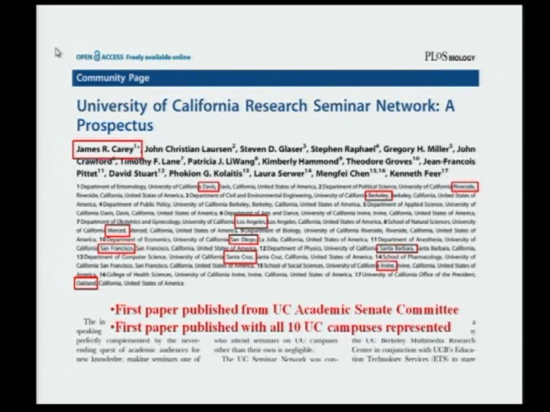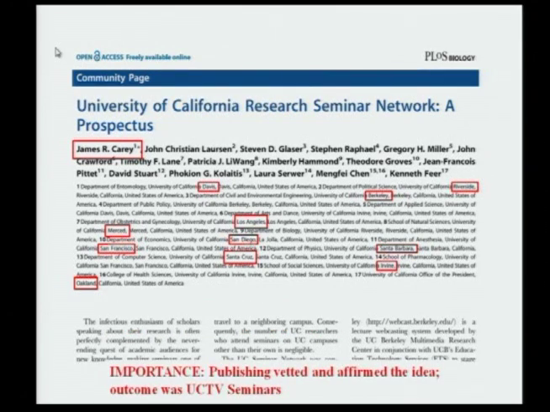There's a first paper published from a UC Academic Senate Committee. I couldn't believe that, really. Most of these go in as sort of the file, as a report. But there's a lot of really powerful information that emerges from these committees and reports that could be published as well. It turned out that it was the first paper published with all 10 UC campuses represented. Why is this important in general in this context? Because publishing vets and affirms the idea.